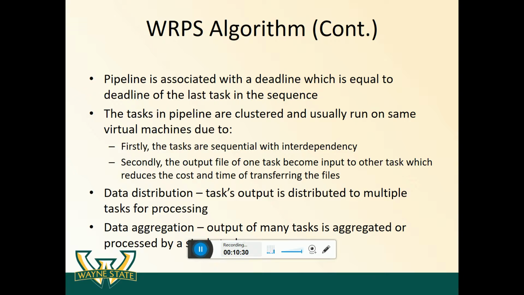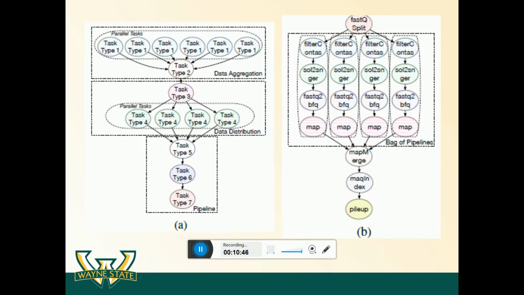Data distribution: task output is distributed to multiple tasks for processing. Data aggregation: output of many tasks is aggregated by one process. As we can see here, this shows us the data aggregation and this shows us the data distribution.